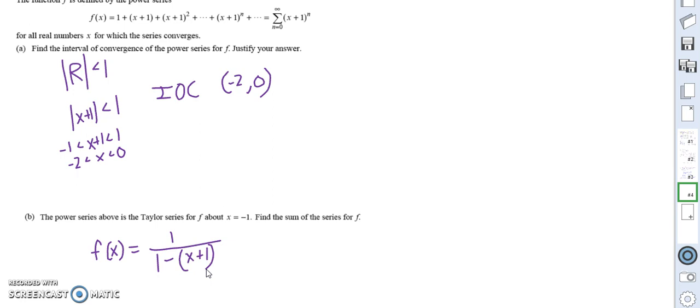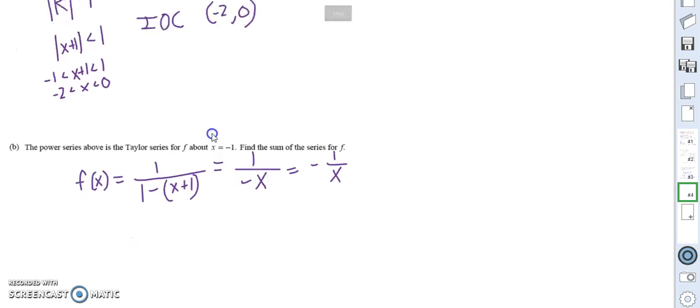This is just a geometric series. When you add up infinitely many things, it comes out to the first term divided by 1 minus the ratio. So I do 1 over 1 minus (x plus 1). It looks like just 1 over negative x. So maybe I'll call it negative 1 over x. Is that all? Find the sum of the series for f. I think that's all. That was part B.